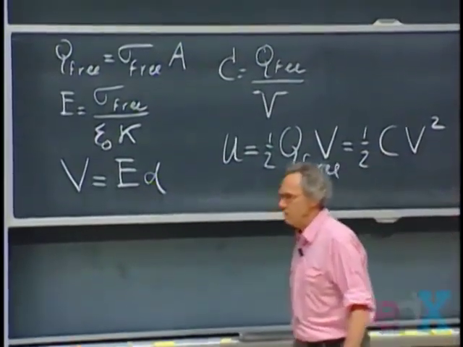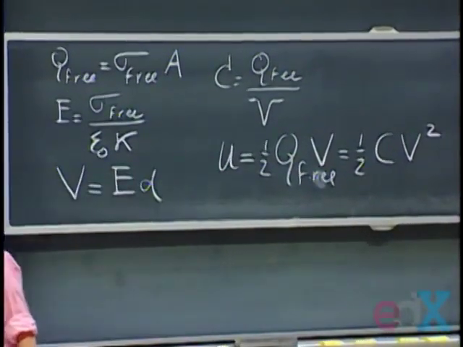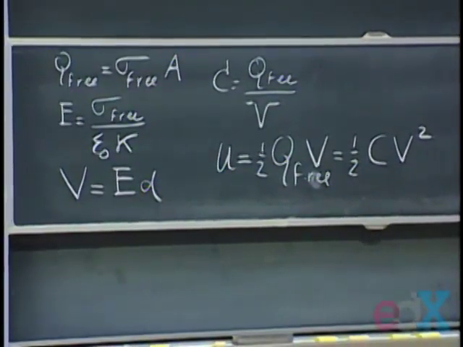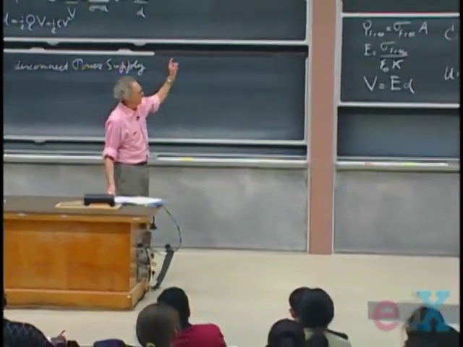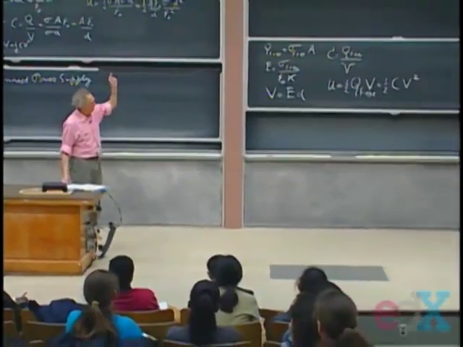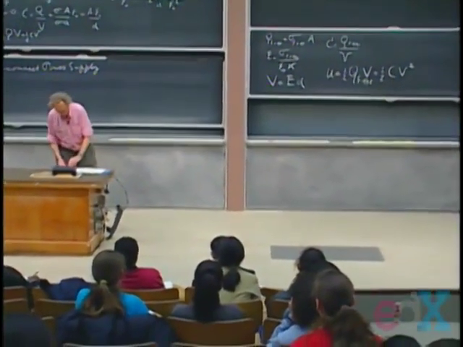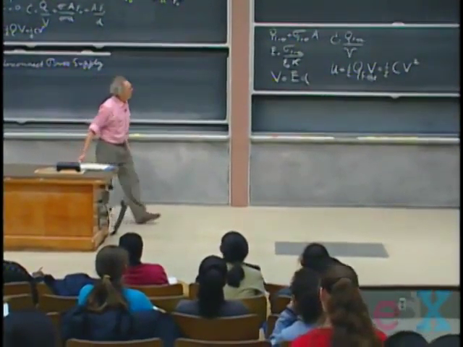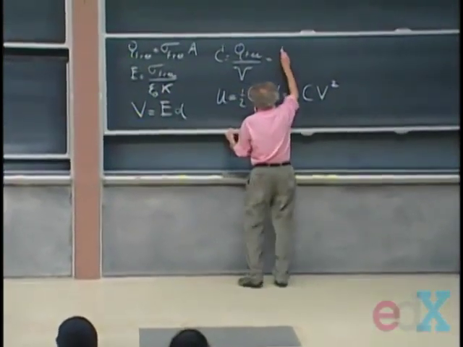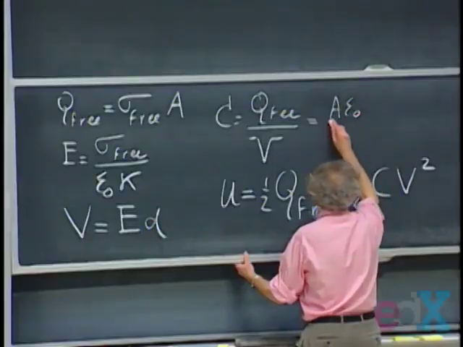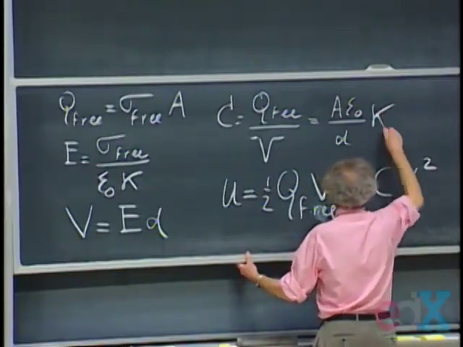And so keep these in mind in what follows. Take a look at them. The first one is correct, second one is correct, third one is correct, that one is correct, that one I can also live with. Or you could write down for the capacitance, if you wanted that, A times epsilon 0 divided by D times kappa.